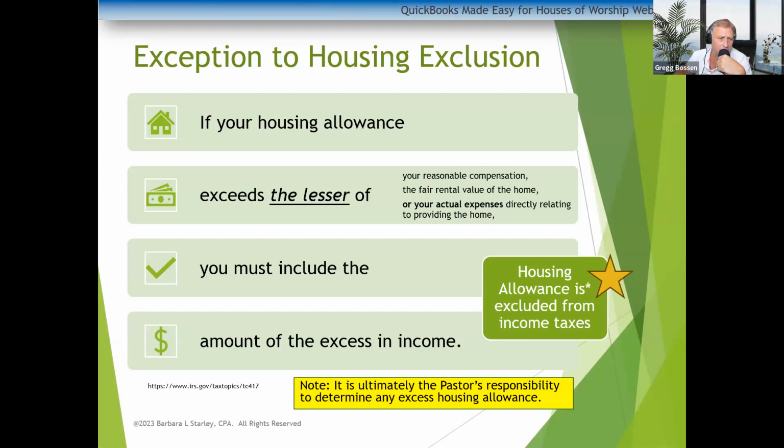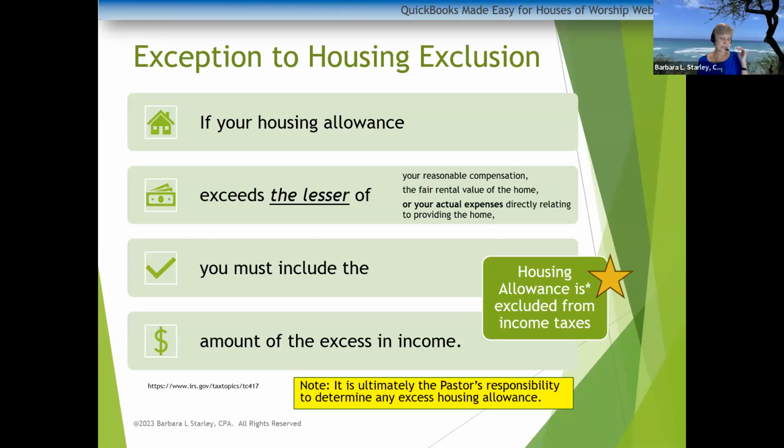Richard Barrier. Richard, are you here? Richard, say hello. Richard's question: pastor in parsonage gets one check a year for $36K. Can it all be designated as a housing allowance? Well, you'd have to go through the test, I assume, right? So how would you answer that?